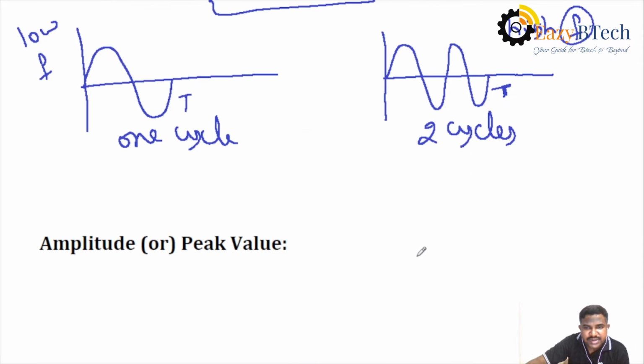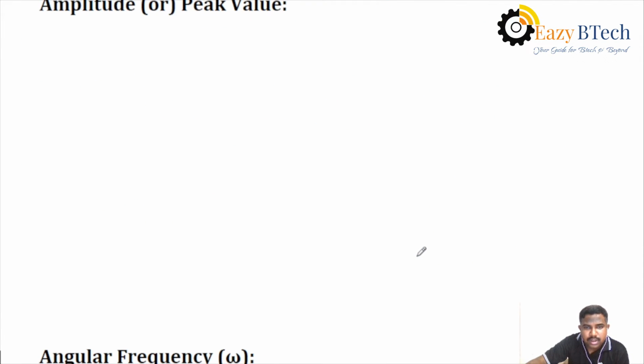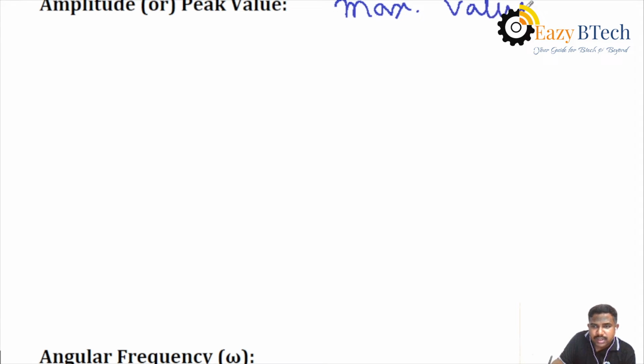Next, amplitude or peak value. The definition of amplitude or peak value is the maximum value of the given alternating quantity in the positive and negative cycles. That is called the maximum value or peak value.